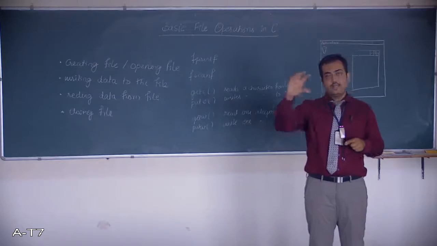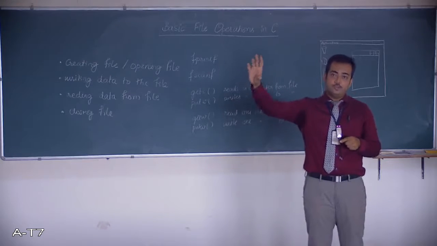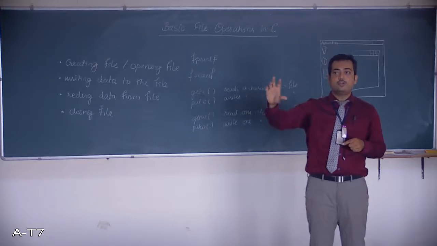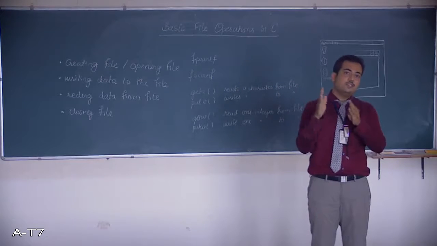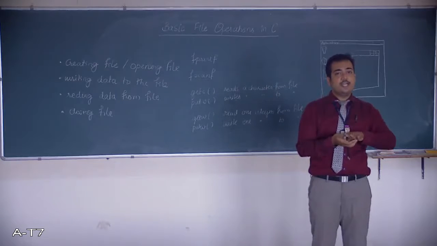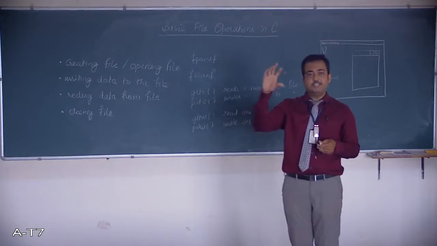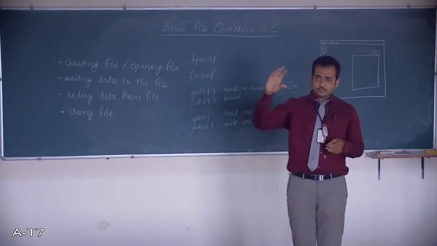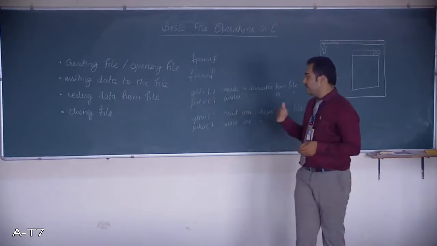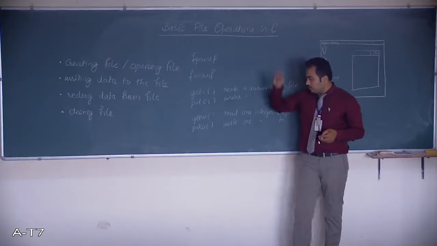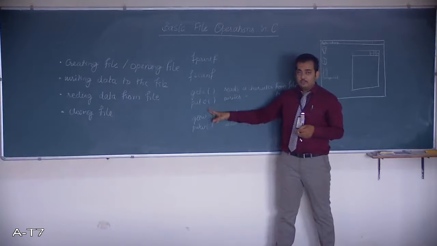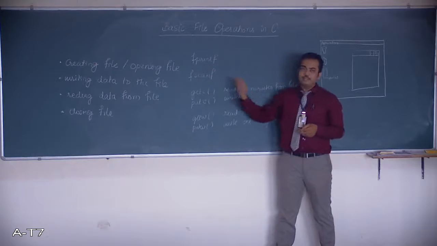Or this is one kind of data. It is a mixture: USN is character, name is also character, marks in three subjects could be integers, and average could be float. So here you are trying to deal with different kinds of data. In that case, we are not going to use getC or getW, none of these. We have to use fprintf and fscanf.